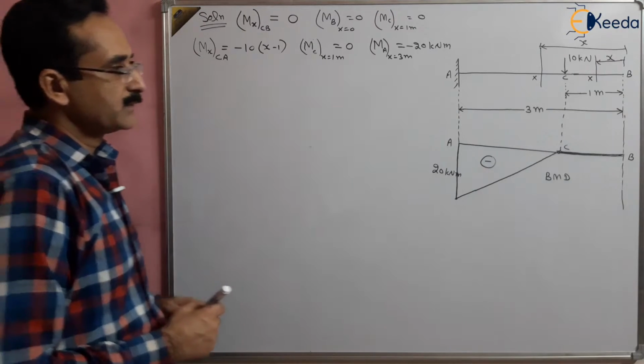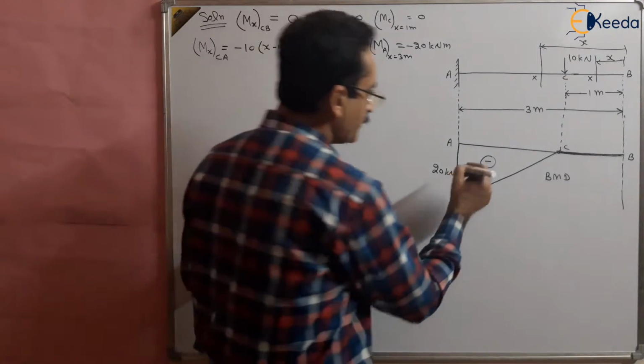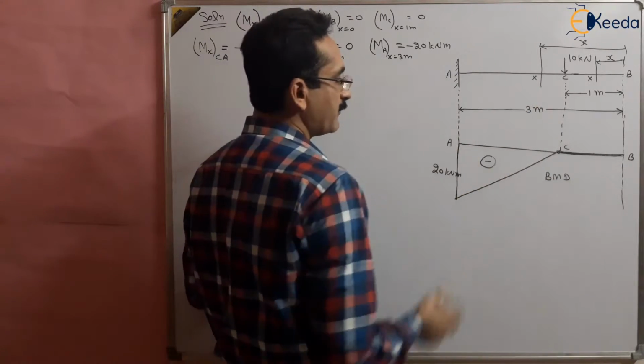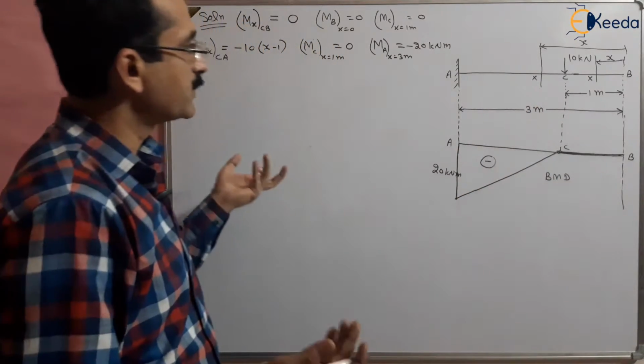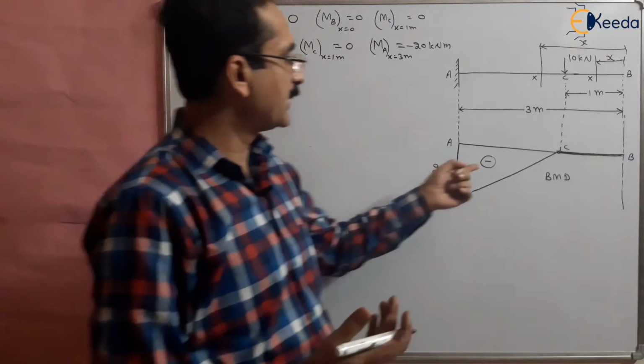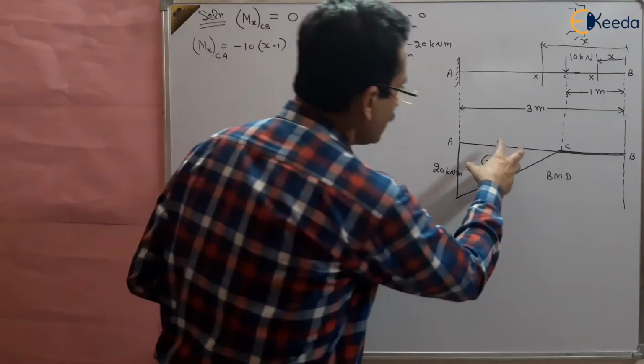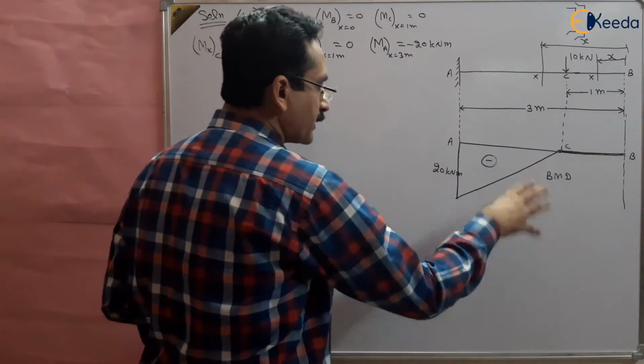Now this will become a conjugate beam. Now this will become the load of the conjugate beam, and it is negative, but because we have to find the slope in magnitude, you can ignore the sign, and negative and positive become immaterial. So now this bending moment diagram will become the load of the conjugate beam.